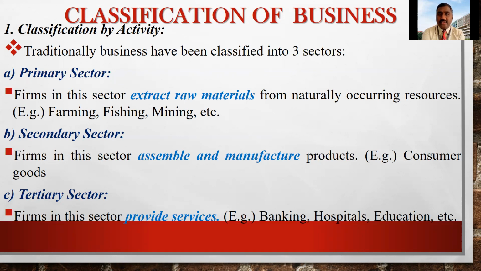And the secondary level is, by using those raw materials, I'm using some chemicals, some machines or tools to convert those raw materials into a final product. And that is distributed or provided as a service to the customers, which comes as the tertiary. So based on the activities also, your business can be classified.